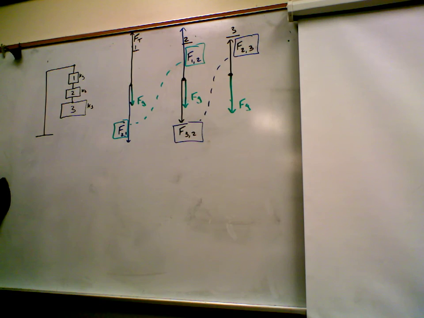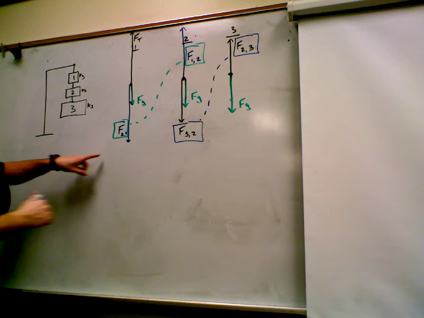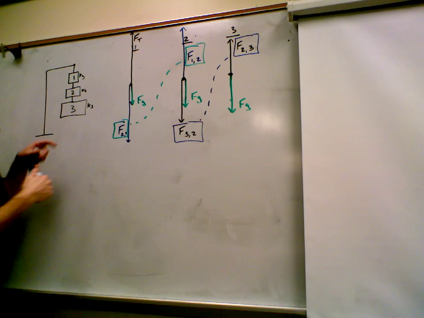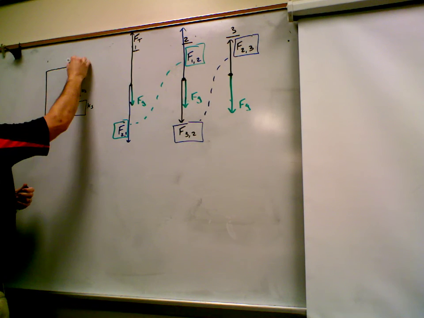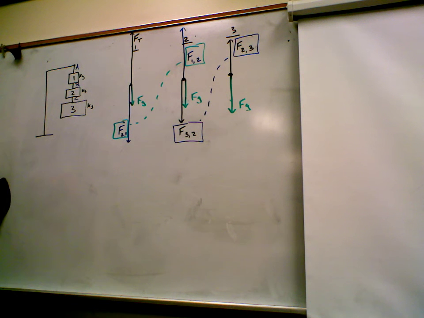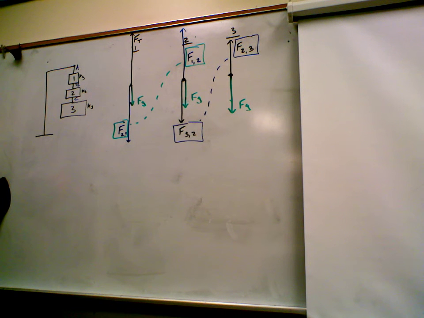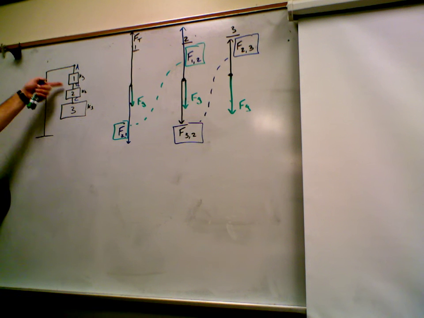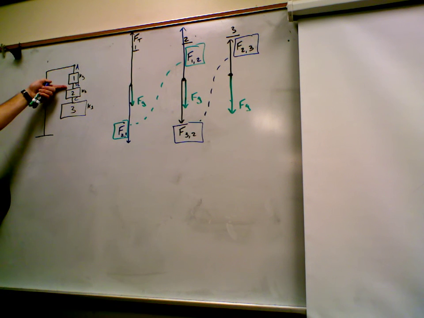Right? So those ones are our third law pairs, aren't they? Now, which rope does 2 on 1 and 1 on 2 occur in? I'll label my ropes. We'll call this rope A, rope B, rope C. Where does 2 on 1 and 1 on 2 occur? Which rope? B. Where does 3 on 2 and 2 on 3 occur? Rope C, right? So 2 on 1 and 1 on 2 happens here, right?